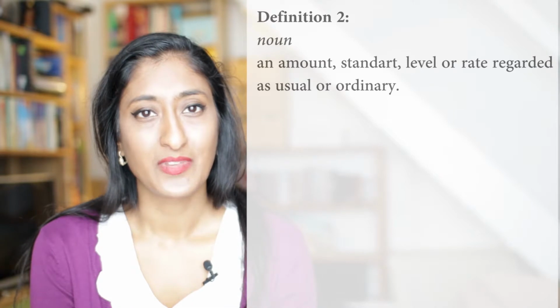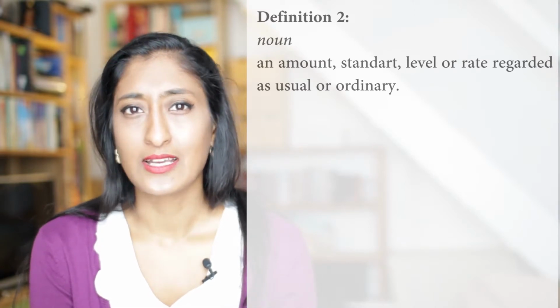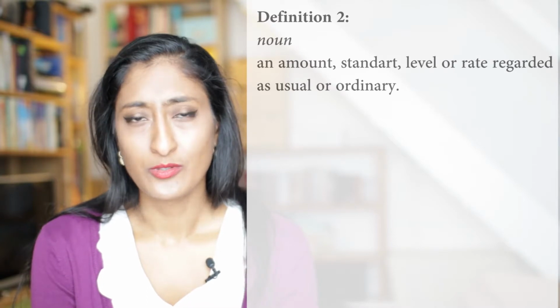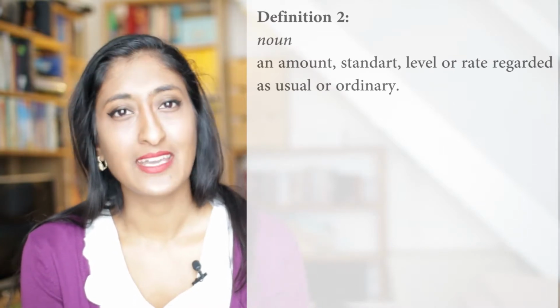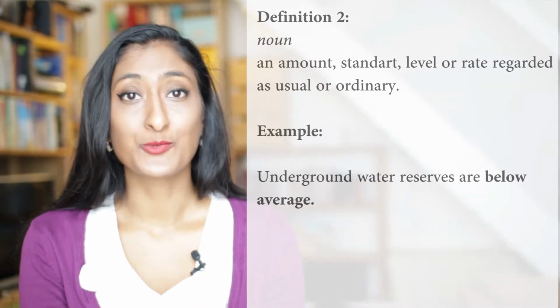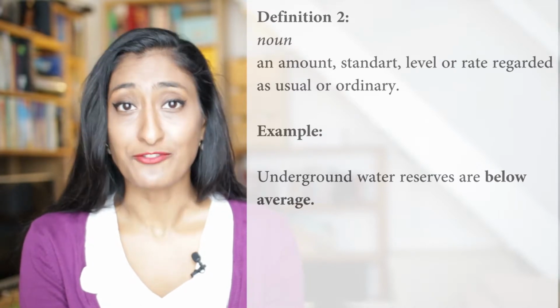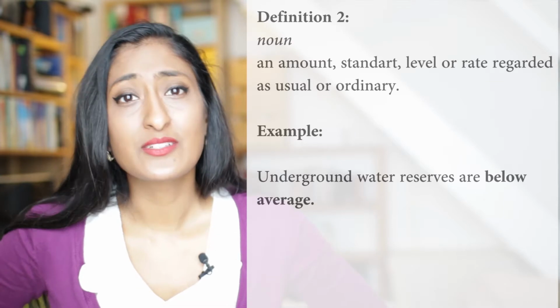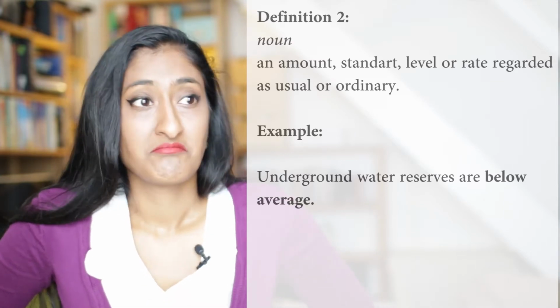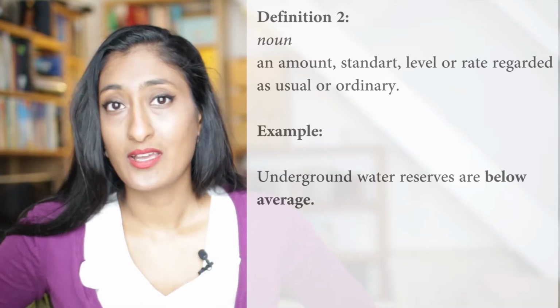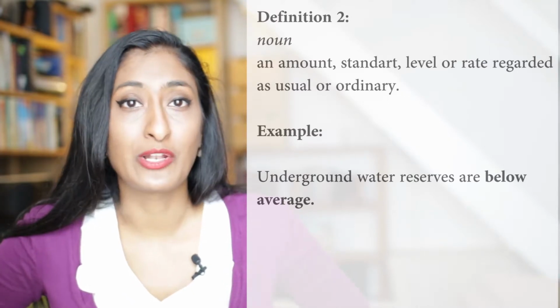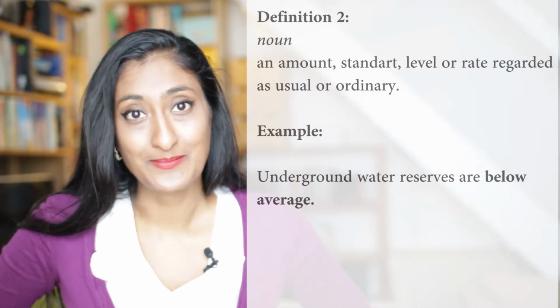Definition 2. An amount, standard, or level that is regarded as usual or ordinary. Here's an example. Underground water reserves are below average. So here there is an amount of water that's considered normal, and we might have a place where the water level is below the average. That means below what is the standard.